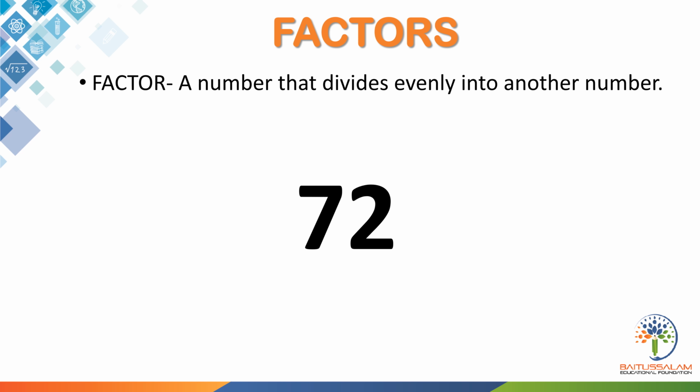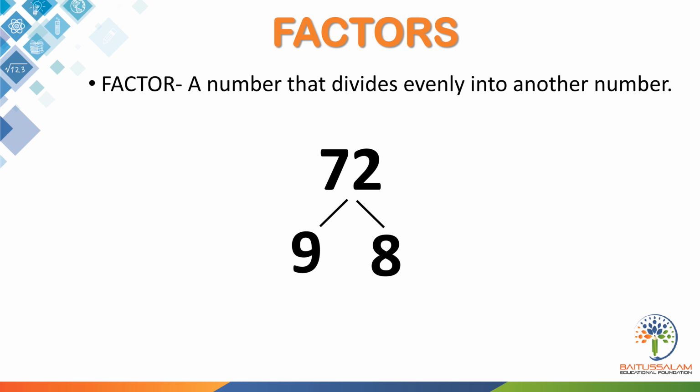If you are trying to find the factors of the number 72, you will include every number that will divide evenly into 72 without any remainder. How will you find the multiples of 72? What numbers can you multiply to get 72? If we multiply 9 by 8, do we get 72? Yes, of course we get 72. So 9 and 8 are the multiples of 72.